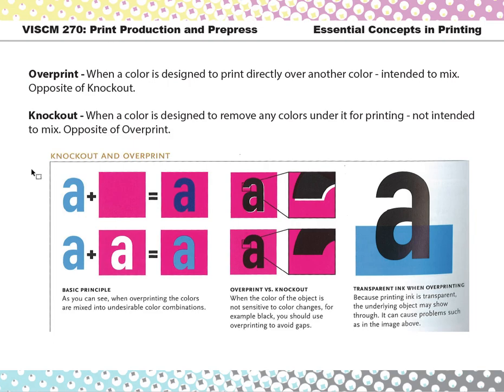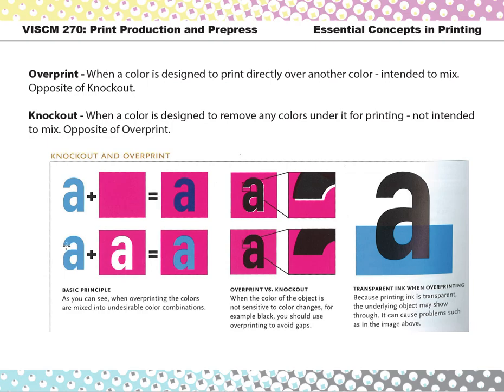The next two concepts, overprint and knockout, go hand in hand with each other. They are related because they are opposites. Overprint has to do with one ink that is designed to print on top of another ink, or one object that is designed to print on top of another object. In this case, with this cyan A and the magenta square, if the A is set to overprint and you print it on top of the magenta, it's going to combine the inks together and you're going to get this bluish, purplish color.